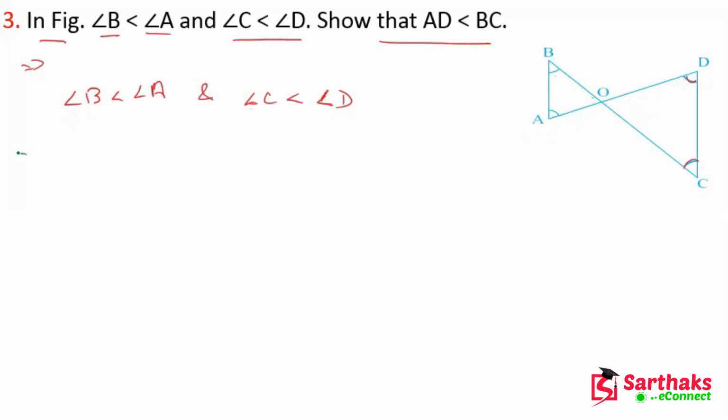So from this condition we can write OB is greater than OA. This is equation number 1. Similarly, we know that angle D is larger than angle C, so we can say OC is greater than OD. This is the second condition.